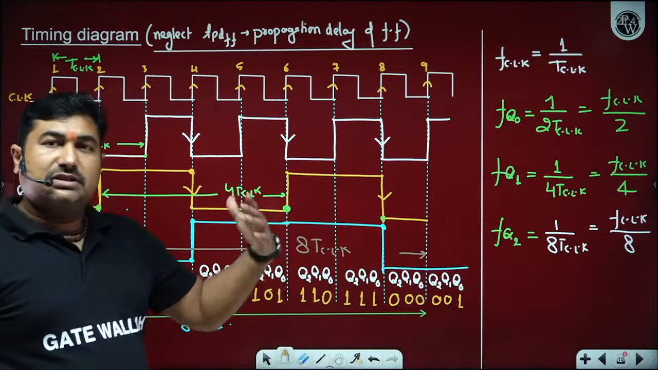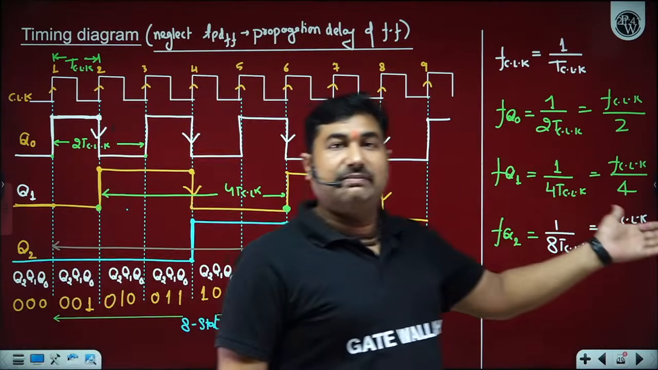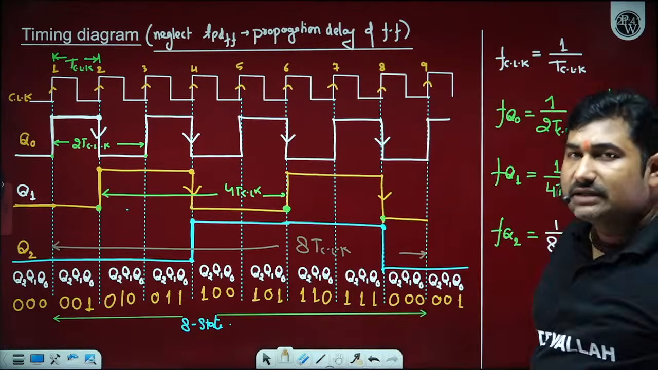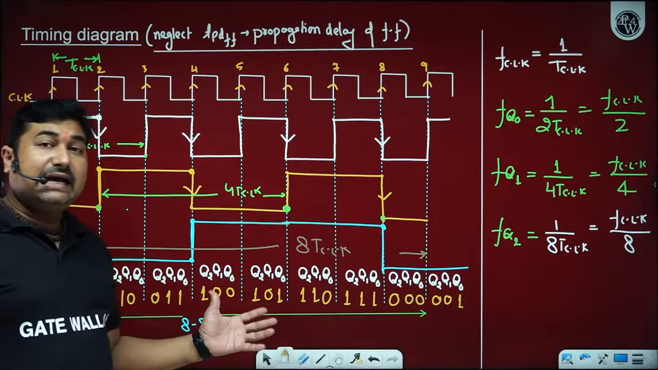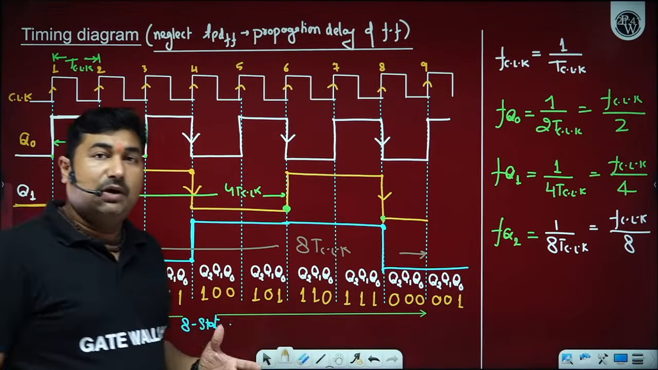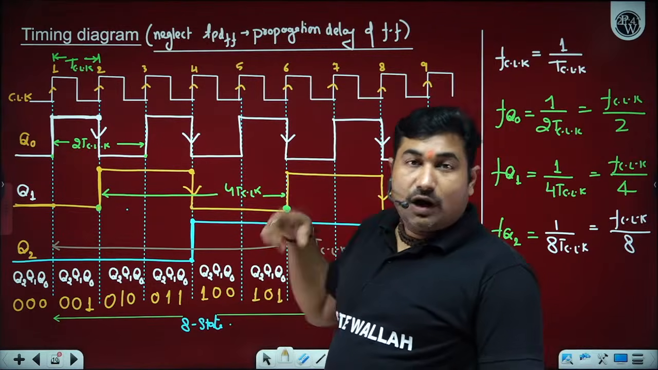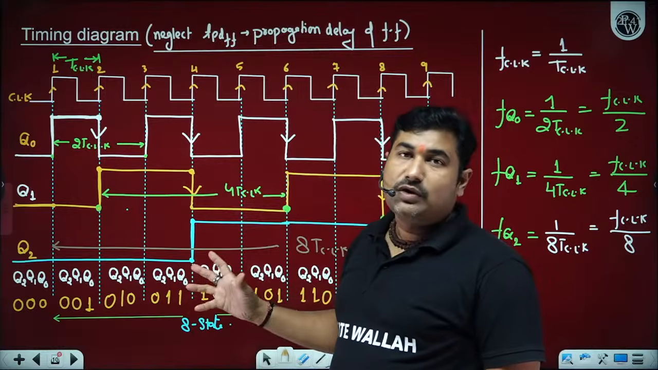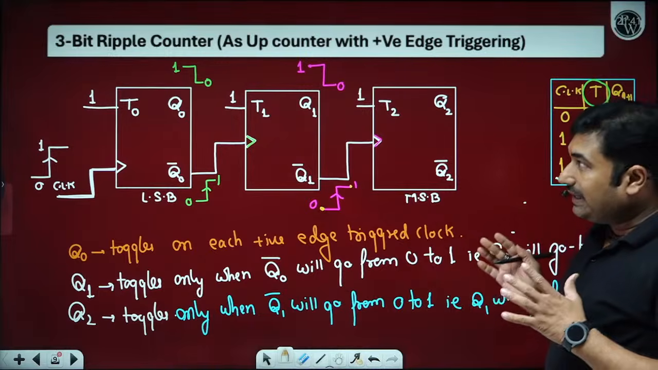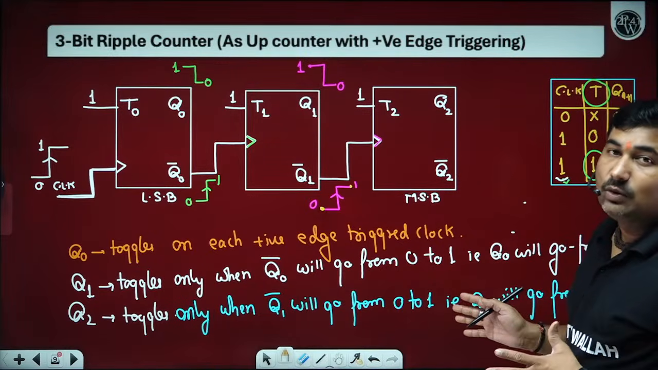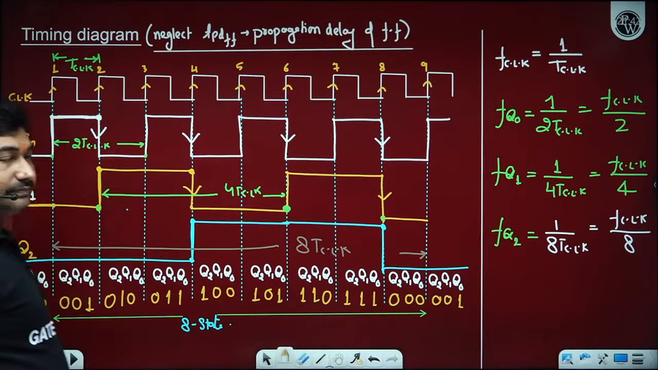Suppose instead of using 3, we use 4 flip-flops, then that will become FCLK by 16, FCLK by 32 and so on, as you increase the number of bits and flip-flops. Is it okay? It is called a binary up counter. Why the name binary up counter? Because from 000 it counts the binary of 1, 2, 3, 4 on the up side of the numbers. So this is what we call an up counter. This is a 3-bit binary ripple up counter with a positive edge triggered clock. How many of you are able to understand?